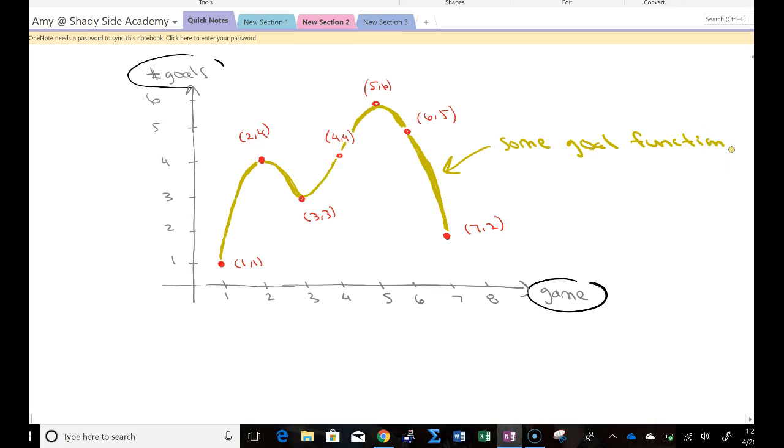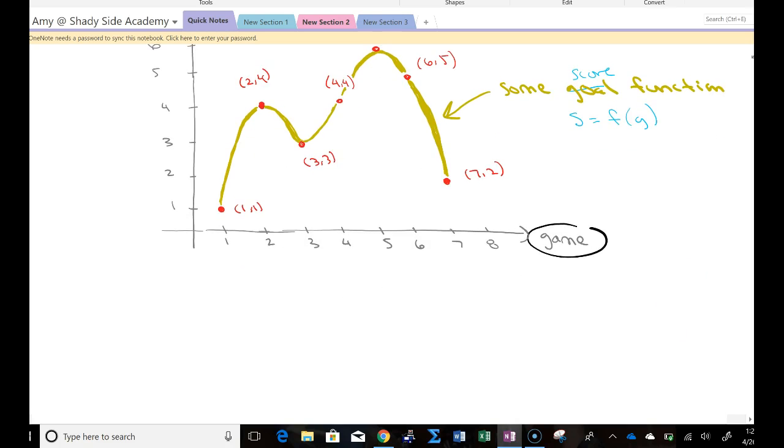It's unfortunate that goals and game have the same letter, so let's call this number of scores. Let's just change the word goals to number of scores. That way I can say this: it's some score function where s is a function of the game number. That's important.